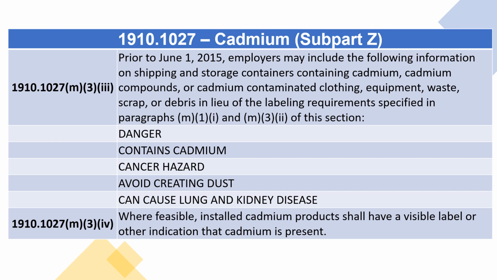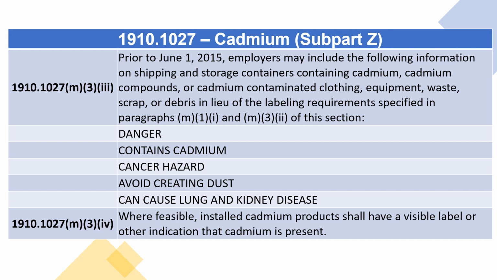1910.1027 M3 3. Prior to June 1, 2015, employers may include the following information on shipping and storage containers containing cadmium, cadmium compounds, or cadmium-contaminated clothing, equipment, waste, scrap, or debris in lieu of the labeling requirements specified in paragraphs M3 I and M3 2 of this section. Danger. Contains cadmium. Cancer hazard. Avoid creating dust. Can cause lung and kidney disease.